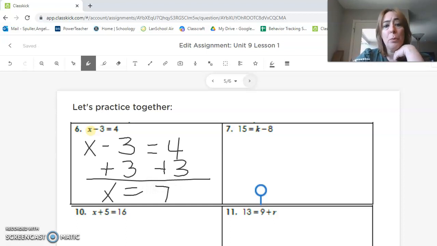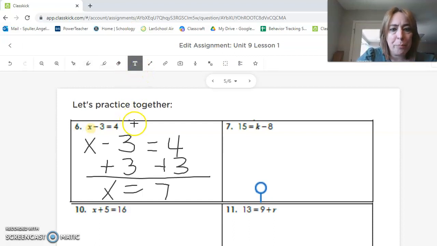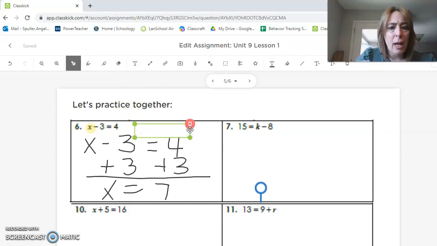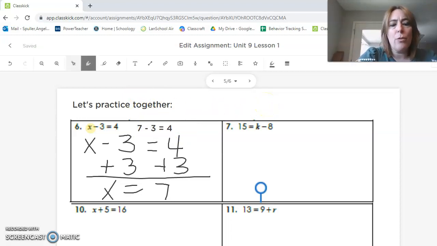Now, I can prove this, right? I can prove it, and I'm going to come right up here and I'm going to plug it in. I'm going to say 7 minus 3 equals 4. And I just proved that it was true. Okay? All right, let's go over to the next one.